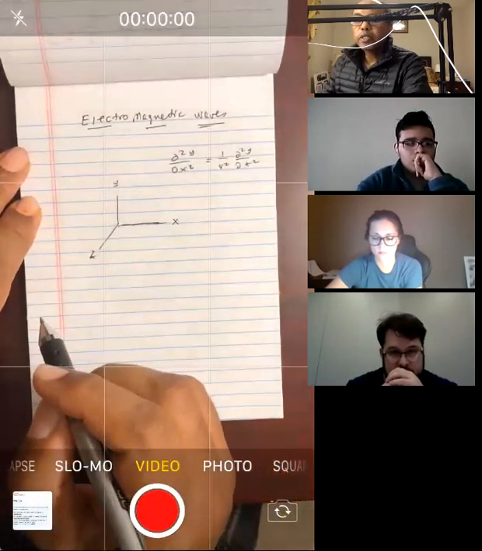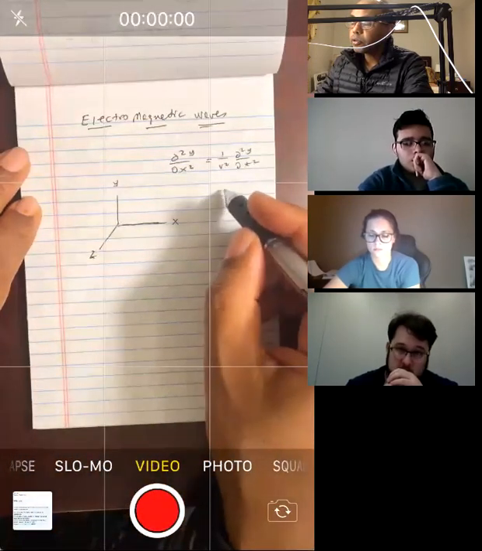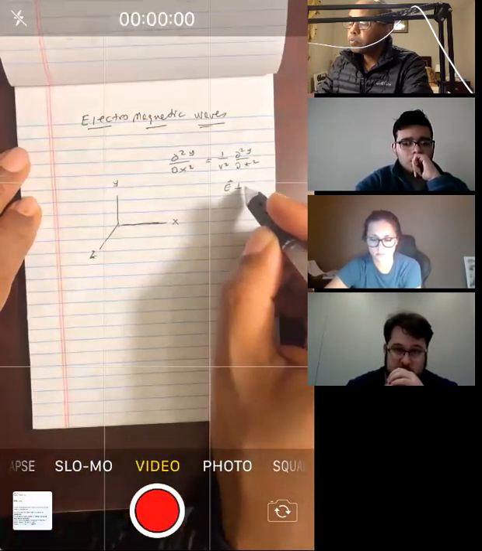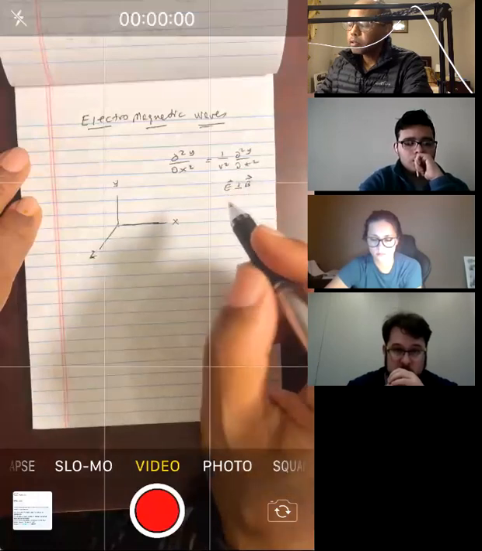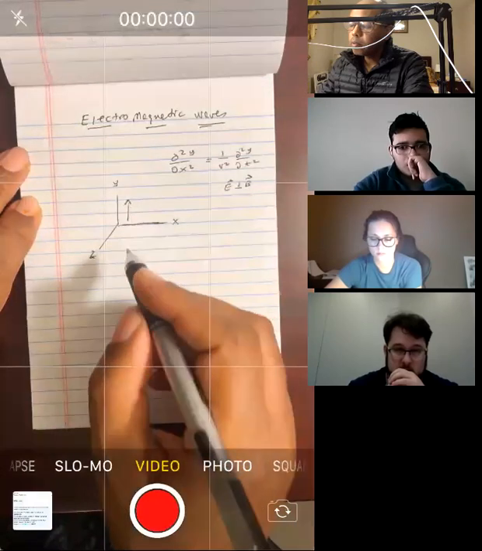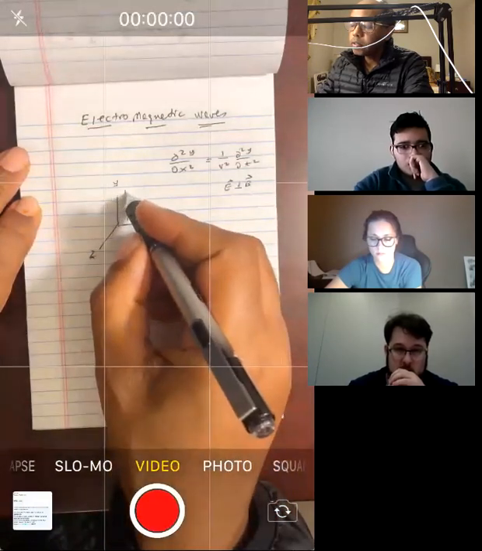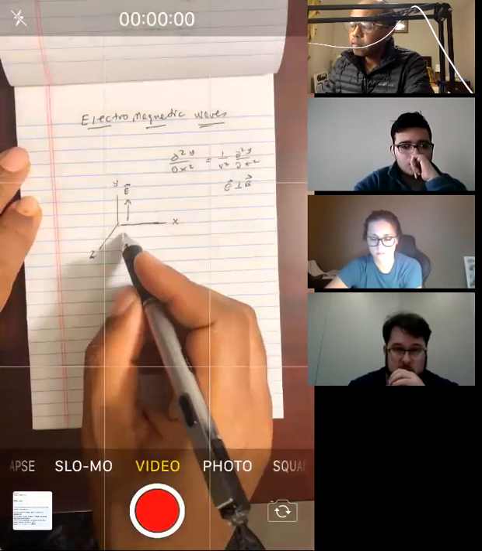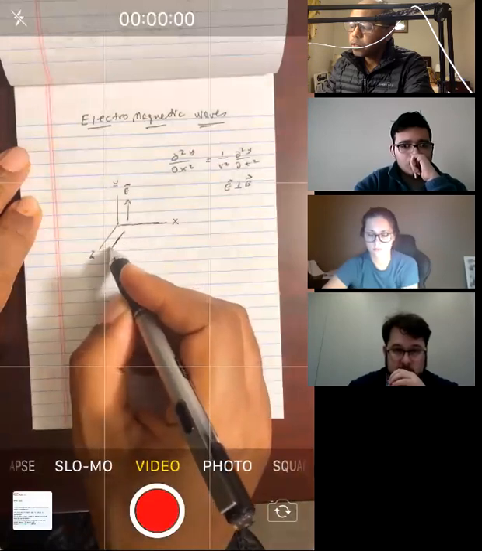Now, electric field and magnetic field, they're always perpendicular to each other. Electric field is always perpendicular to magnetic field, okay? So if the electric field goes like this over here, the magnetic field will be perpendicular to it. Let's say this is E over here. The magnetic field will be perpendicular to it over here.